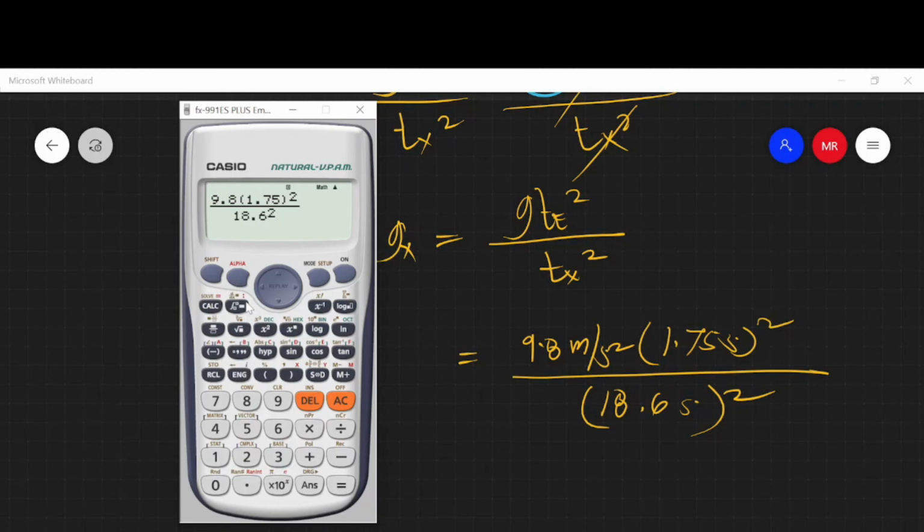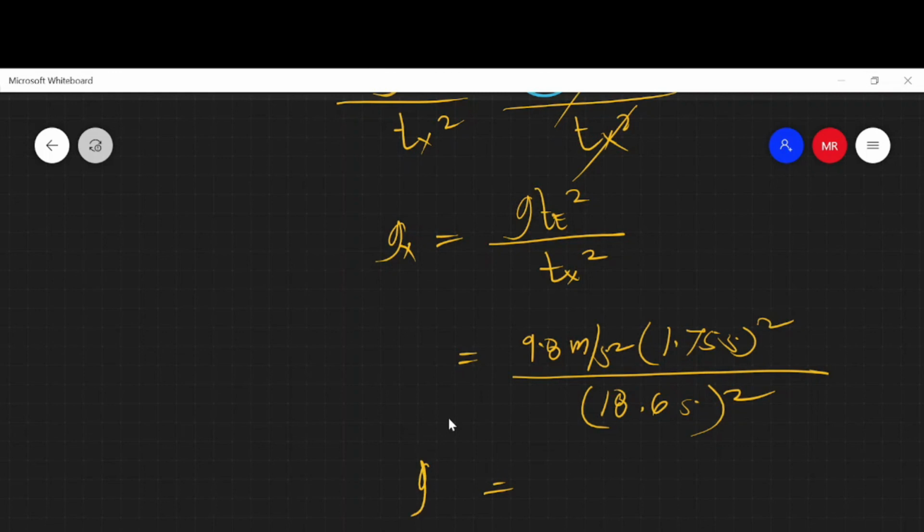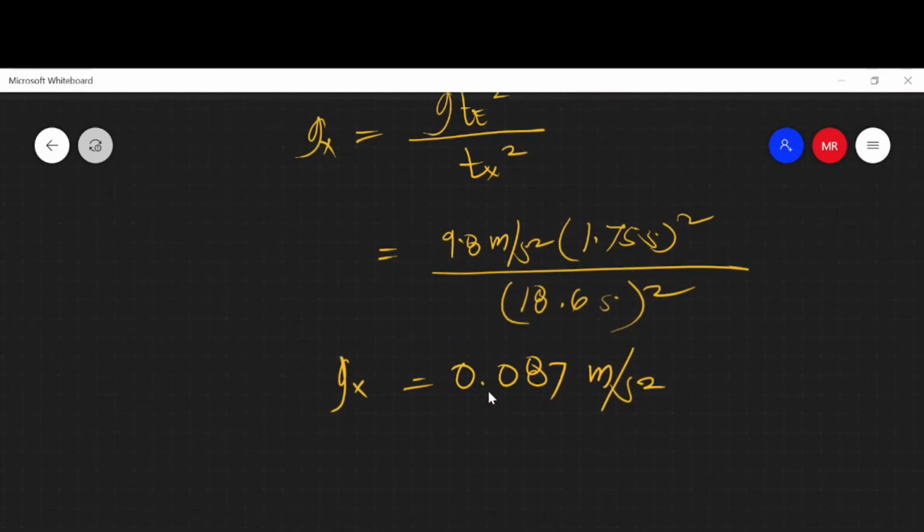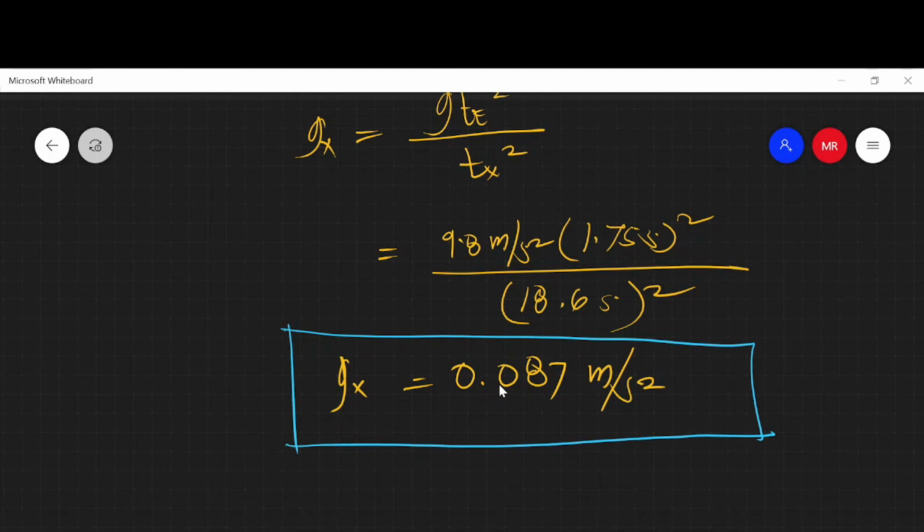The answer would be 0.0867 or approximately 0.087 meters per second squared. Gravity on planet X is 0.087 meters per second squared. So this is now our answer.